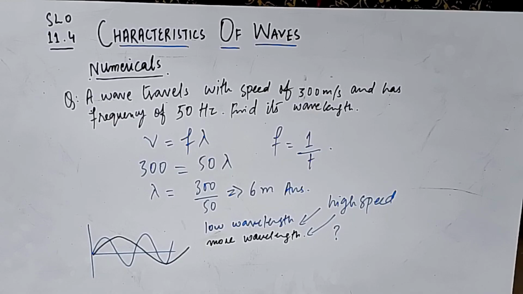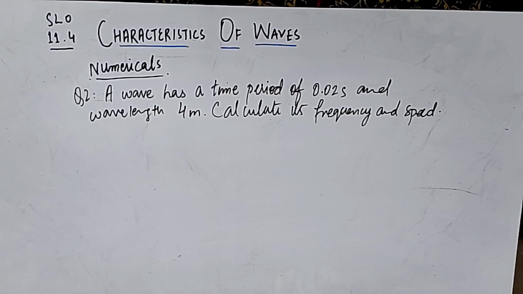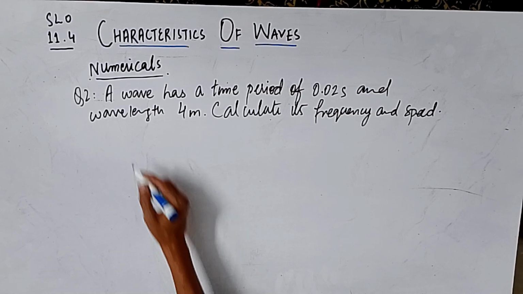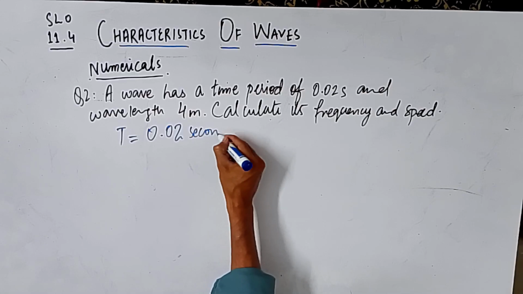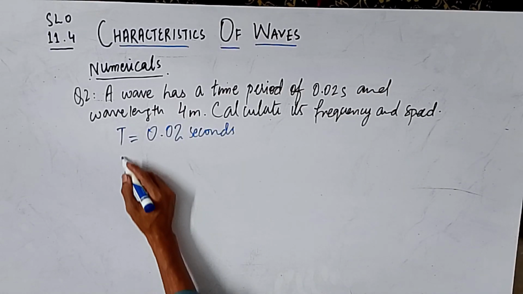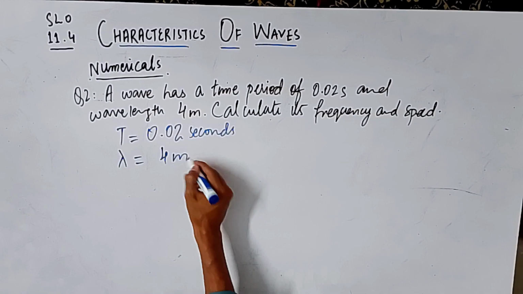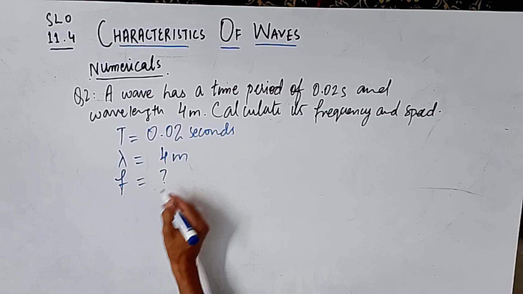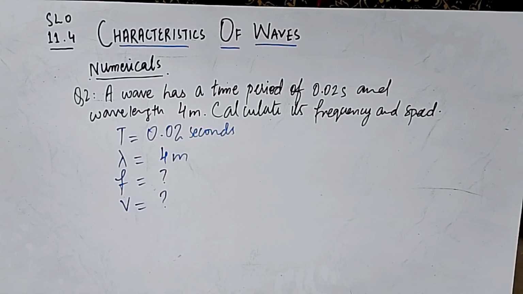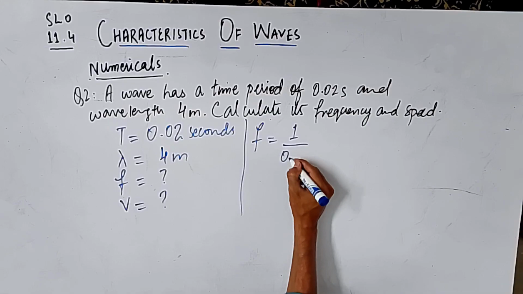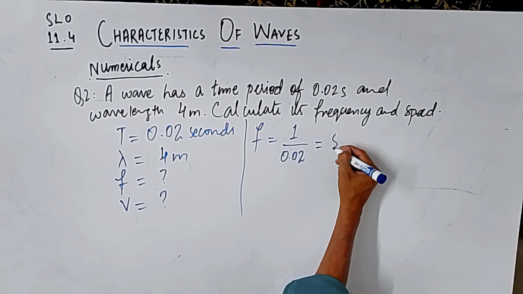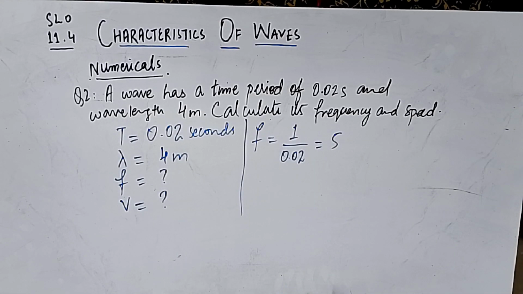Now let's see another question. In this question it is written that a wave has a time period of 0.02 seconds. So the time period is given, 0.02 seconds, and the wavelength lambda is given as 4. We need to calculate the frequency and speed. First of all, as we know, frequency is equal to 1 upon T. So it will be 1 upon 0.02. What will be the answer? 50 hertz.